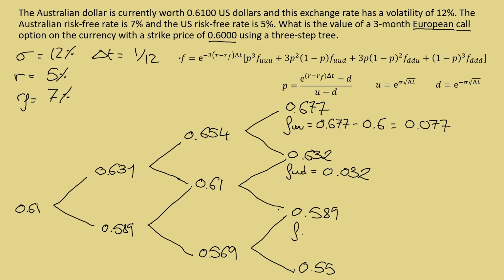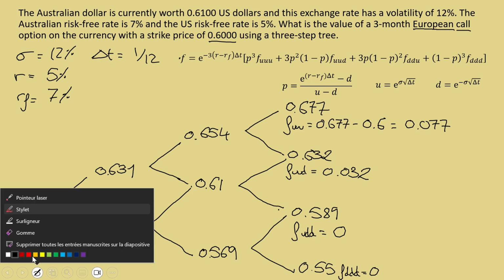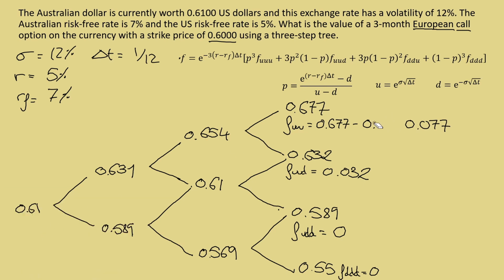So the option here is denoted by FUDD, and so it's worthless, equals 0. And then here, the option value, so FDDD, again is worthless. Okay, excellent. So now we have all the option values, which we need to find out the current option value.